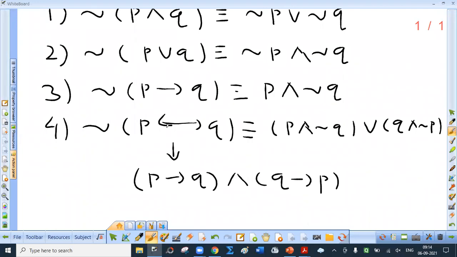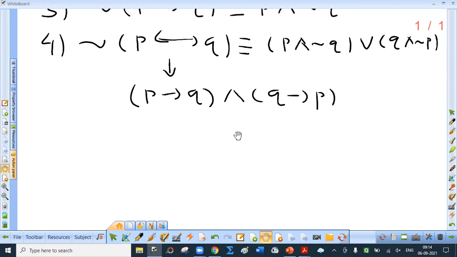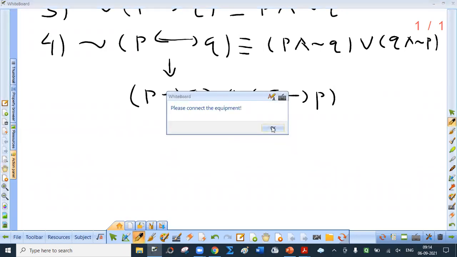So negation of this is negation of this. Now basically this is a conjunction. What is negation of conjunction? It is disjunction, see, disjunction of negations. Now what is negation of P implies Q? P and not Q. We have just written this. And what will be the negation of Q implies P? It will be Q and not P. Is that clear? So this is about negation of biconditional.